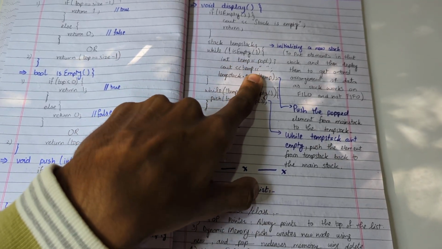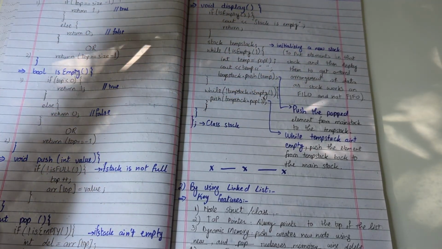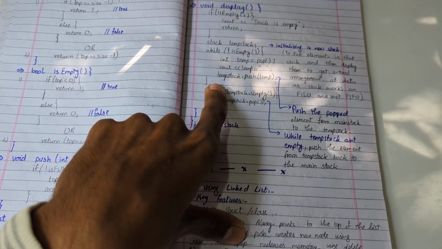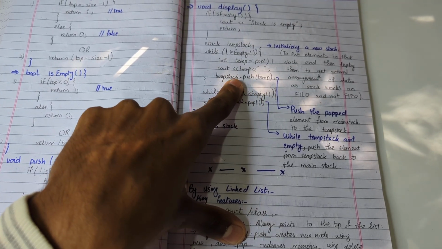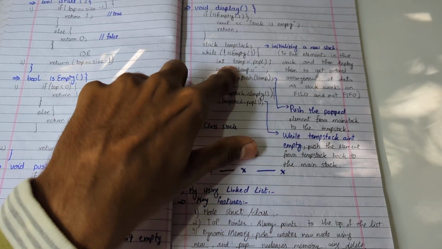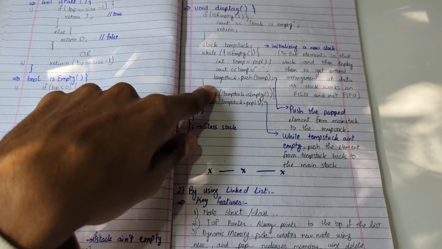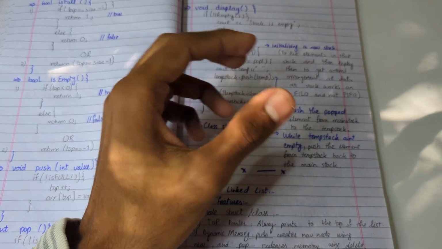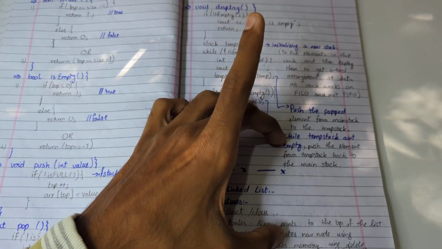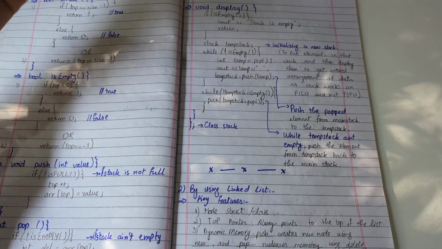Once we've displayed that data, we're going to use a push function for the temporary stack. We're going to push the temp data, the one that we popped from the main stack, which is now in the temp variable, into our temporary stack. So here are the three steps: the stack is popped into a temporary variable, then pushed into the temporary stack. That's how it's going to go.